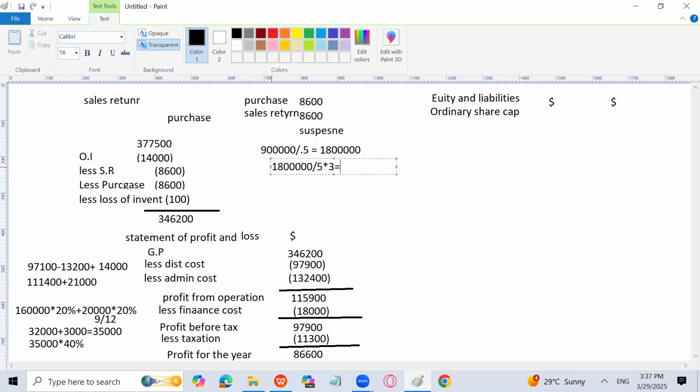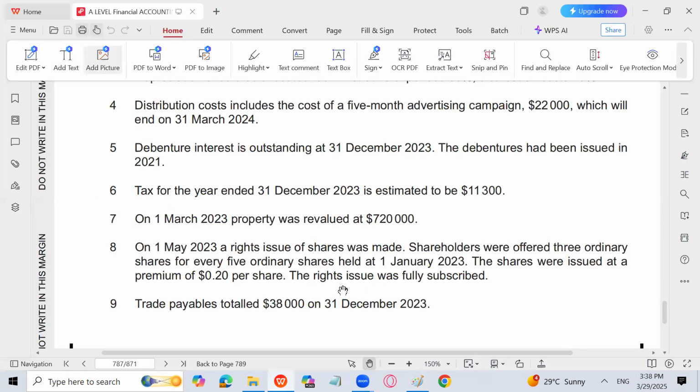5 into 3. That is 10,80,000. Now I can go for the entry. I will pass the entry just to make you understand. Although entries are not required in the paper, entries used to come in the paper. There is nothing to make you believe that entries won't come. Entries will come in the exam. And if you are not familiar with the entries, you will find big trouble.